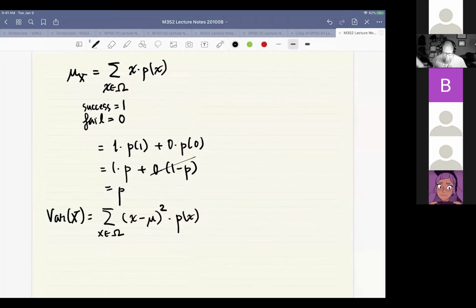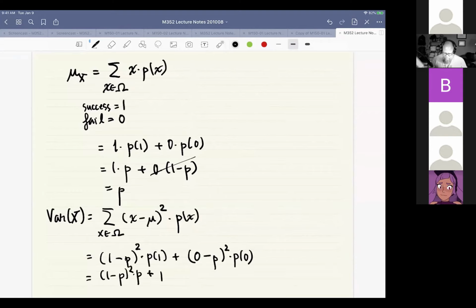So for us, we've got 2 outcomes, so I'm just going to write these terms down. One outcome is success, which is 1, and the mean is P. We just calculated that above. And the other outcome is failure, which we're denoting by 0, minus the mean, squaring that, multiplying by the probability of the failure. So am I doing this right? I think I'm doing this right. So I get (1 minus P) squared times P plus P squared times (1 minus P).